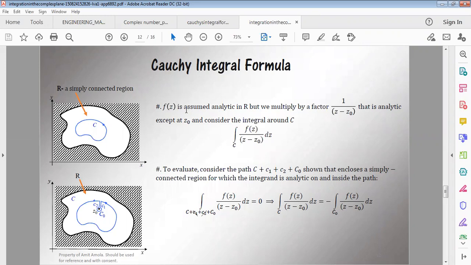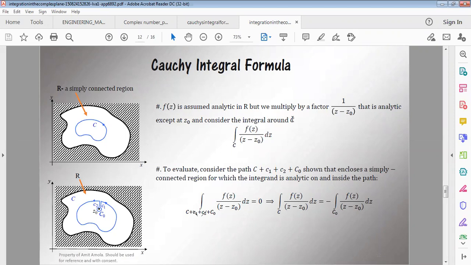You must know f of z is assumed to be analytic in the region R. Actually, this is the region R, and C is the closed curve here. But if we multiply by a factor 1 by z minus z naught, where z naught is the center of the closed region D and z is every point, the complex variable function is analytic except at z naught, because the pole will be z equals z naught.